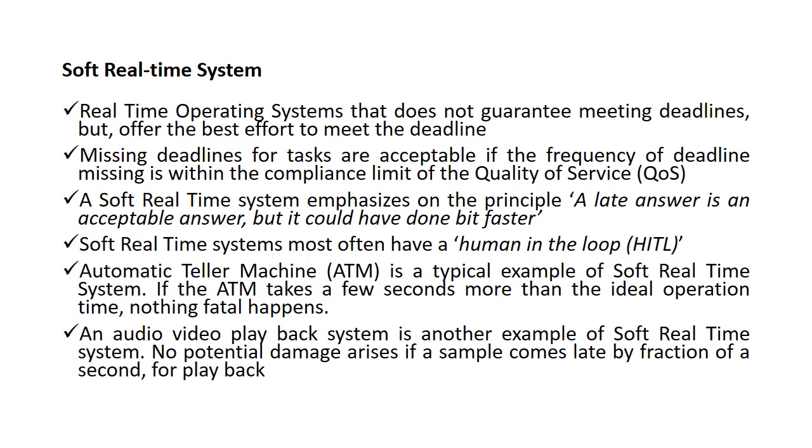Automatic teller machine is a typical example of a soft real-time system. If the ATM takes a few seconds more than the ideal operation time, nothing fatal happens, right? That is why this comes under soft real-time systems. Some amount of delay is acceptable and nothing fatal will happen if the response is delayed by some time. An audio video playback system is another example of soft real-time systems. No potential damage arises if a sample comes late by a fraction of a second for a playback.